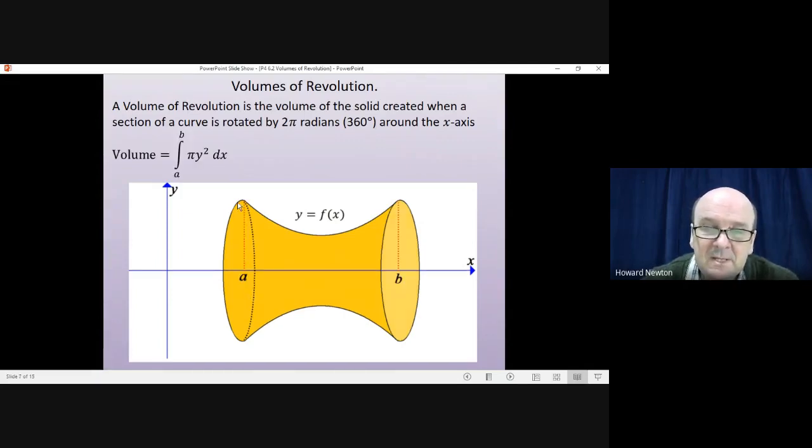Putting in the two limits, so a is the lower x value, b is the higher x value, and that is how you'd find the volume of that solid. Surprisingly straightforward. You do the integral between a and b of pi times y squared. So whatever y is as a function of x, you'll have to square it, and just carry out that integration in the normal way.